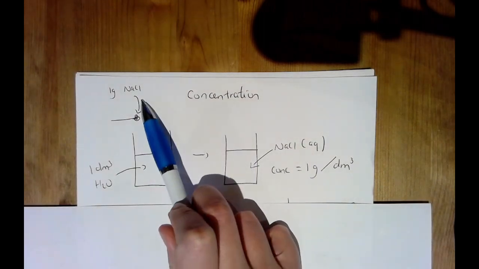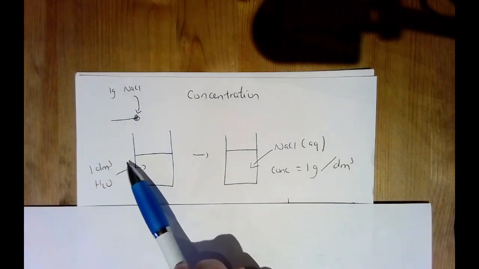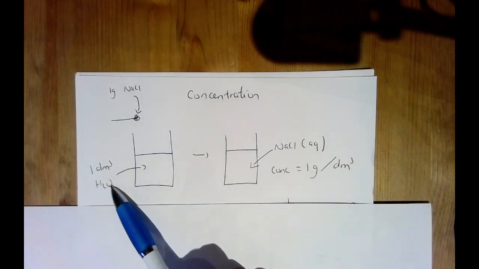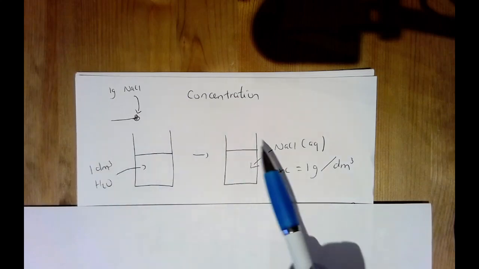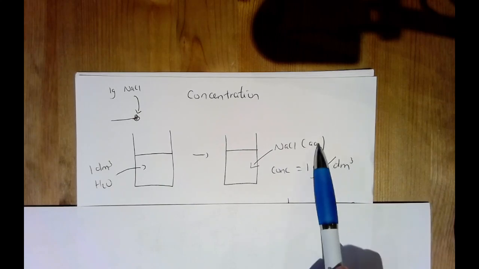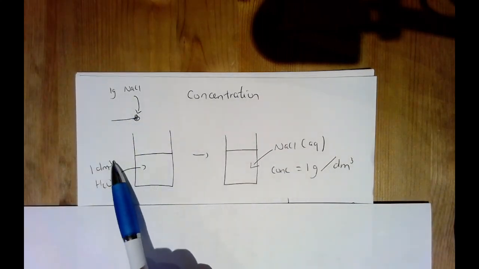Here, I've got 1 gram of sodium chloride. If I dissolve 1 gram of sodium chloride in 1 decimeter cubed of water, a decimeter cubed is the same as a liter, then I'm going to make a solution, so NaCl aqueous, and the concentration is going to be 1 gram per decimeter cubed.